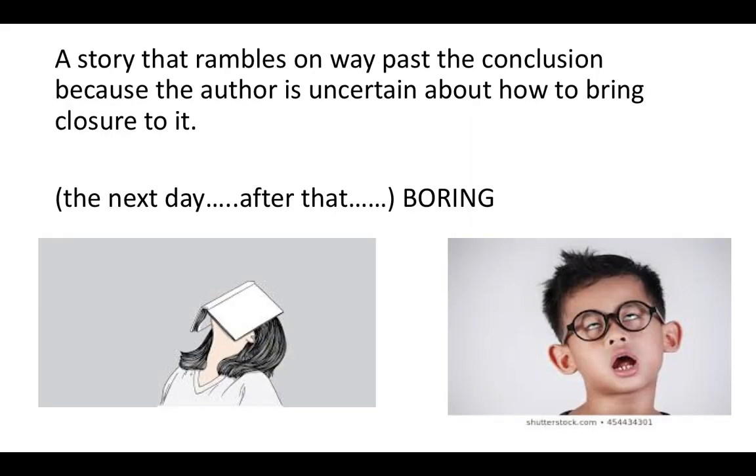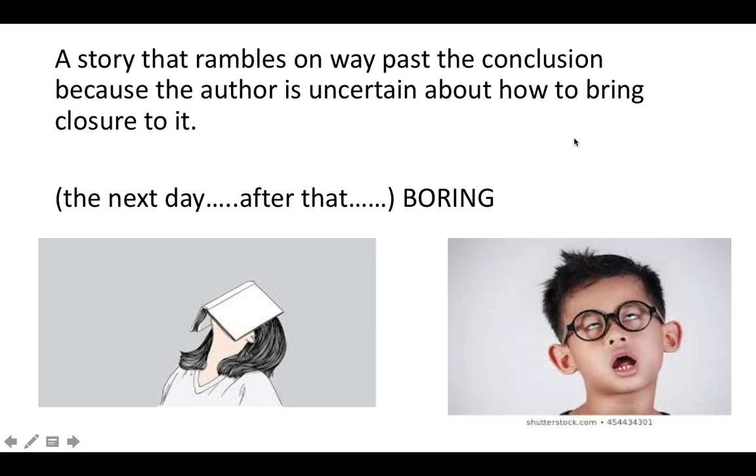A story that rambles on way past the conclusion because the author is uncertain about how to bring closure to it. The next day, after that, and then this happened. Oh my gosh. Boring. This is literally Miss Krieger when I have to read stories like that, okay? This is probably you if you were trying to write a story like that.